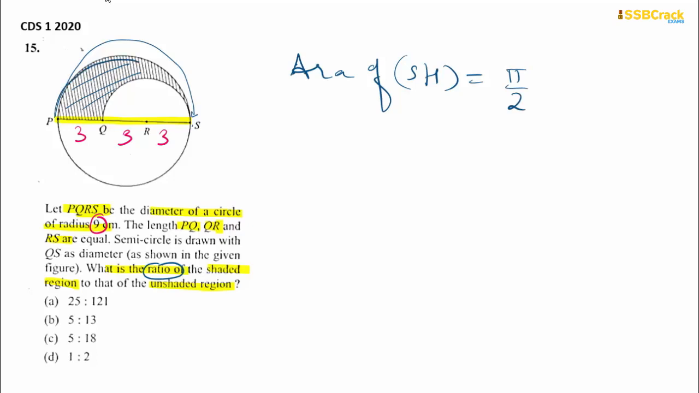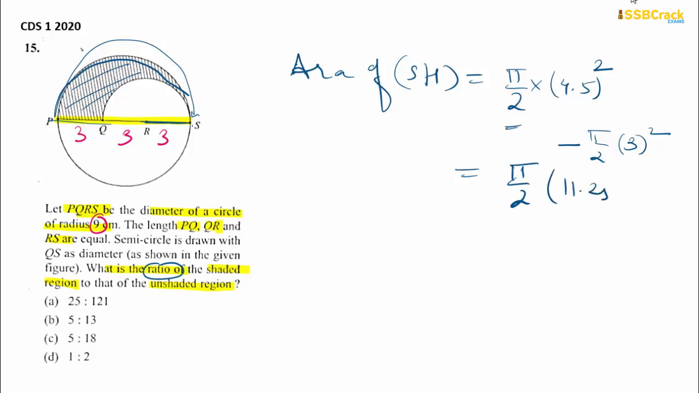What would be the radius of this semicircle? Total diameter था 9 तो radius हो जाएगी 4.5. So ये था pi by 2 into 4.5 square, area of the semicircle PS. इसमें से subtract करना था आपको area of the semicircle QS जिसकी radius है 3 centimeter. Means pi by 2 into 3 square, जो कि आपको answer pi by 2 times, जो कि common है term इसमें, और इसका answer आता 11.25. That is the area of shaded region.